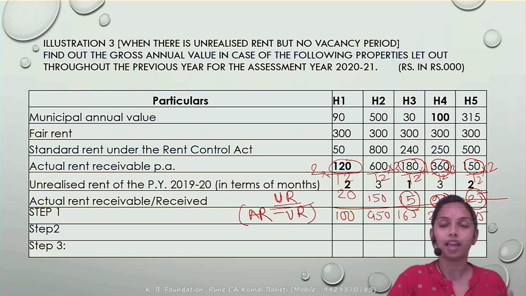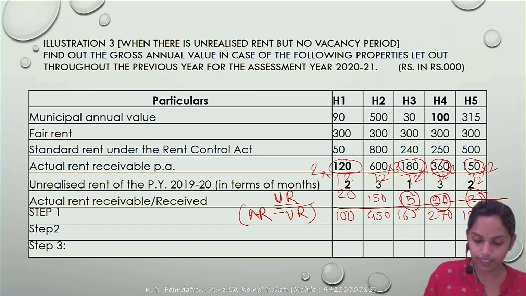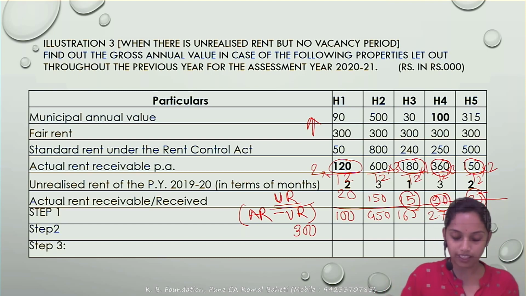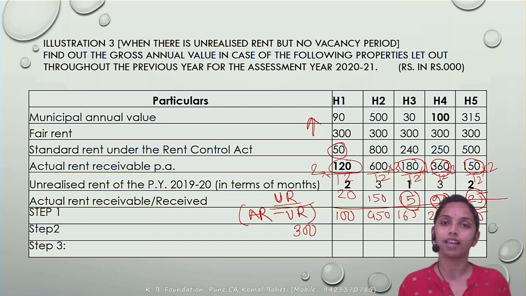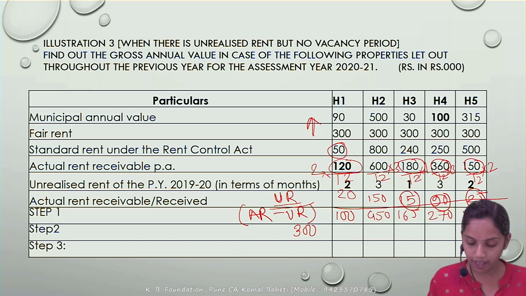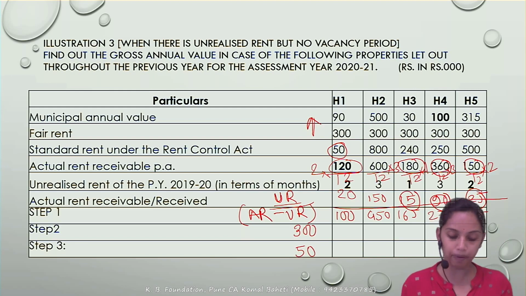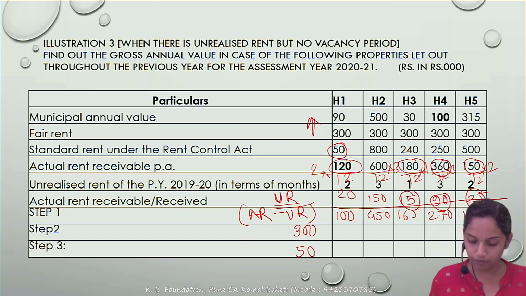So I need to calculate the GAV. So what is the first step? Step 1 says that your municipal value is to be compared with the fair rent, whichever is higher. So the step 1 answer would be 300. The step 1 answer is to be compared with the standard rent, whichever is lower. How much is the standard rent? 50. The step 2 answer would be 50. And that is to be compared with actual rent received or receivable minus unrealized rent. So that figure is 100.